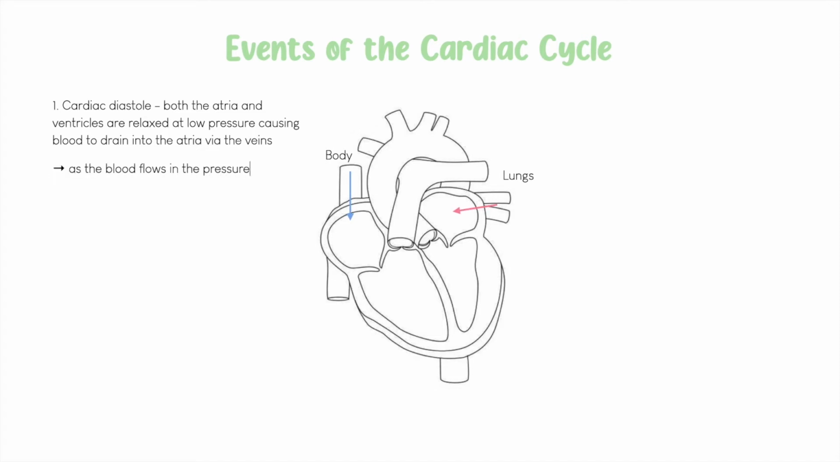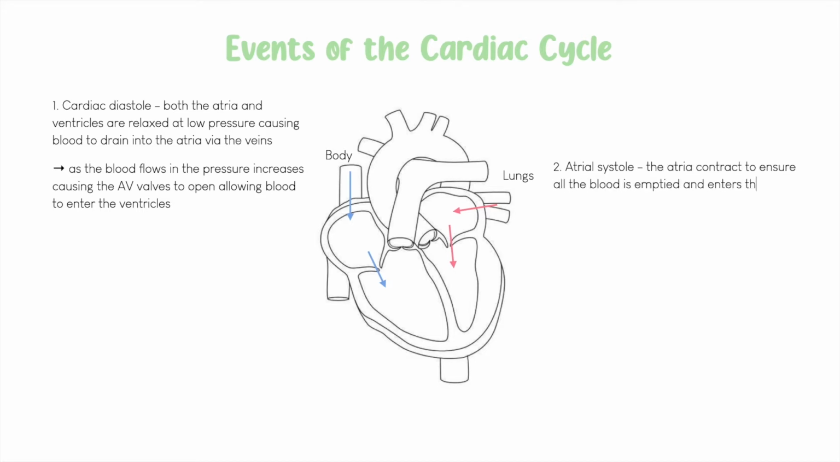As the blood flows in, the pressure increases, causing the AV valves to open, allowing blood to enter the ventricles. Next is atrial systole, where the atria contract to ensure the blood is completely emptied and enters the ventricle. This increases the pressure in the ventricles so the AV valves close to prevent backflow.